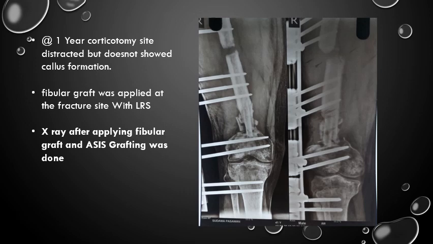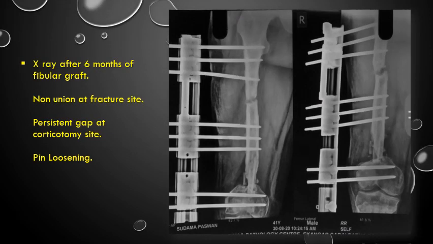He has also done anterior iliac crest bone grafting at the fracture site, but the gap at the corticotomy site was persisting and there is non-union at the fracture site. These were the subsequent X-rays after 6 months of fibular bone graft. So this non-union is still persisting and there is a persistent gap at the corticotomy site.